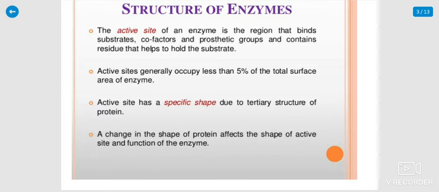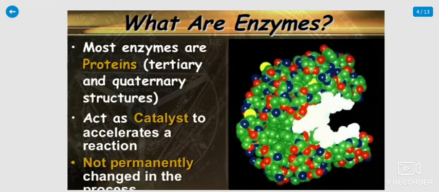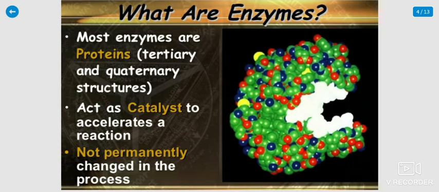Changes of shape of protein affect the shape of the active site and the functions of the enzymes. You understand? Okay. Now, what are enzymes? This picture shows the 3D structure of the enzymes. Actually, most enzymes are proteins, that means tertiary and quaternary structures. They act as catalysts to accelerate a reaction. And third, they are not permanently changed in the process. So these are all the enzymes.